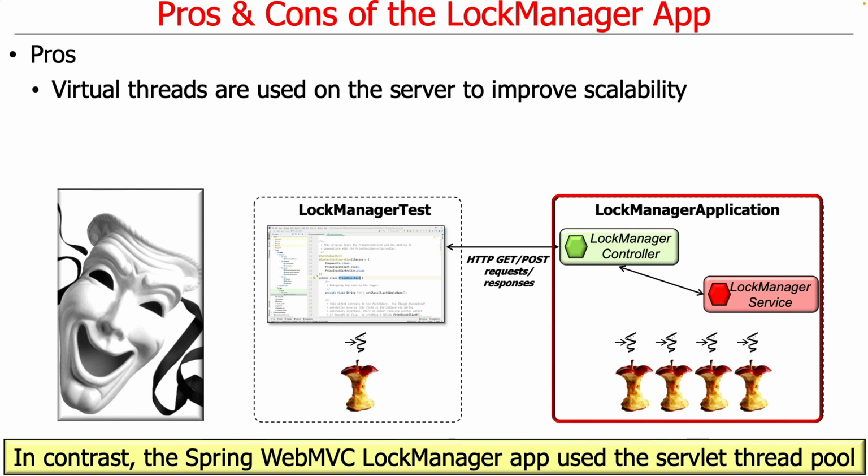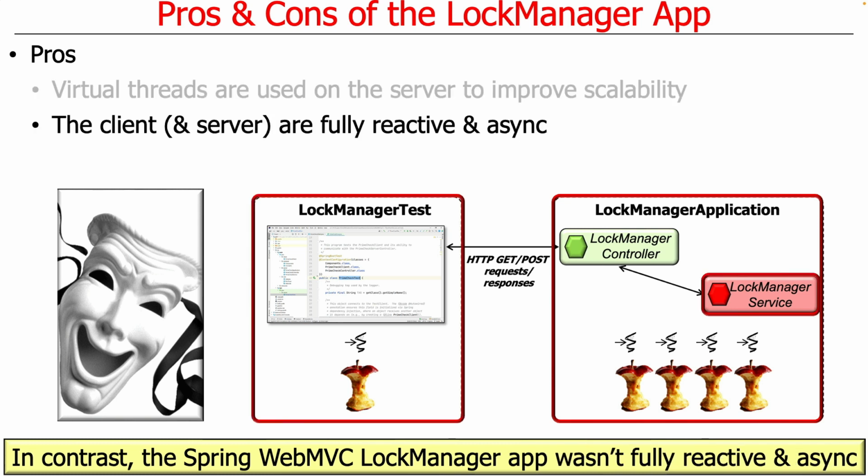And in contrast, the Spring WebMVC version of this app used the servlet thread pool. So there was a fixed number of threads, and we didn't use virtual threads. We could have used virtual threads, actually, but we didn't. So here we're using virtual threads, which is kind of interesting. And the client and server are both fully reactive and asynchronous. In contrast, the Spring WebMVC version we saw was not reactive or synchronous. It used some other techniques, such as deferred requests, but it wasn't fully reactive and asynchronous.